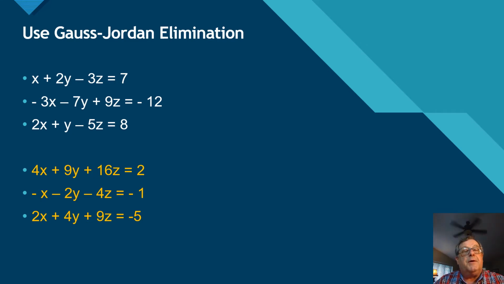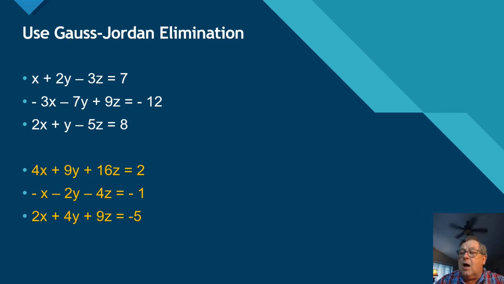So I've got one system here in the white, which is x plus 2y minus 3z equals 7. And the second equation is negative 3x minus 7y plus 9z equals negative 12. And the third equation is 2x plus y minus 5z equals 8.